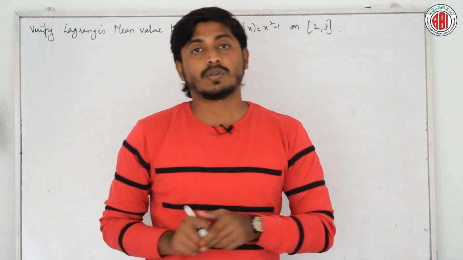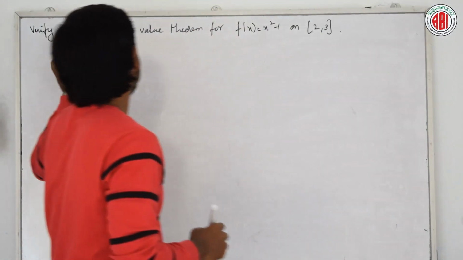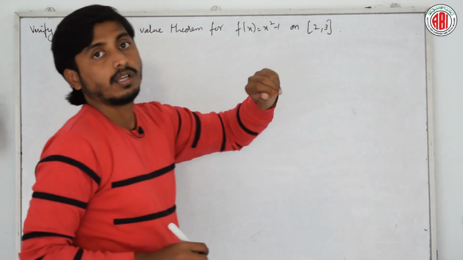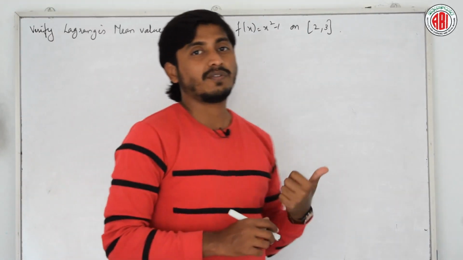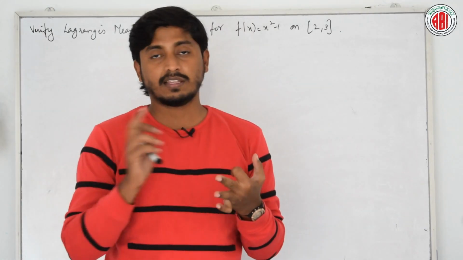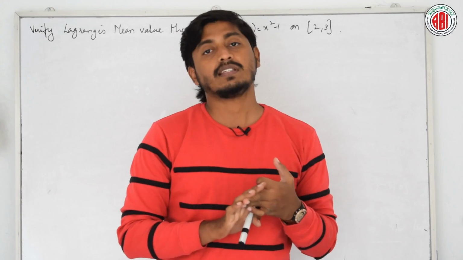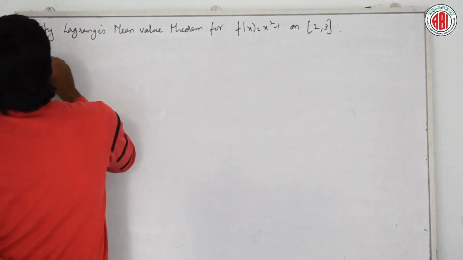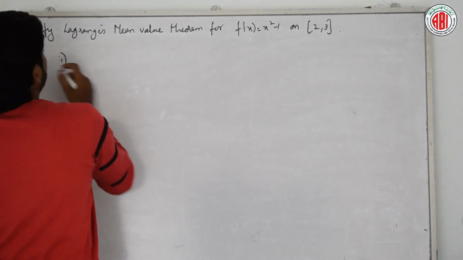Let's do. Look at this question here. He is asking us to verify Lagrange's mean value theorem for this function on 2 comma 3. Okay, what is Lagrange's mean value theorem? First step, f of x should be continuous, second it should be differentiable, and third it should be f dash c is equal to f of b minus f of a by b minus a. Okay, what is the first step?